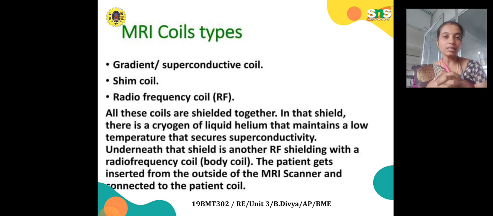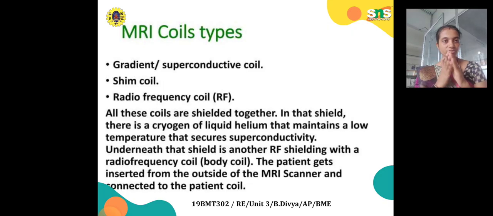Underneath that shield is another radio frequency shielding with the radio frequency coil, which is also called the body coil. The patient gets inserted from the outside of the MRI scanner and is connected to the patient coil.